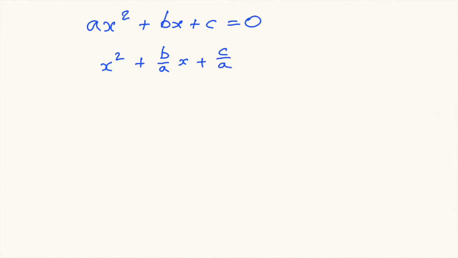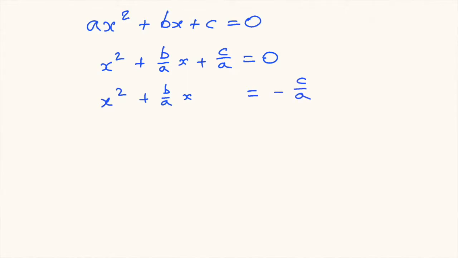So let's start with the general formula: ax squared plus bx plus c equals 0. I'm then going to rearrange this, so I have x squared plus b over a x plus c over a. All I've done here is divide through by a, so I have x squared as a term by itself. Still equals 0, and then rearrange that again, so I have x squared plus b over a x equals minus c over a.